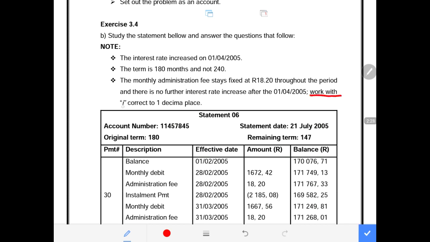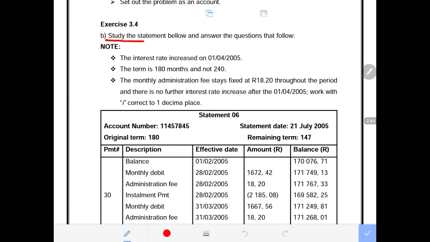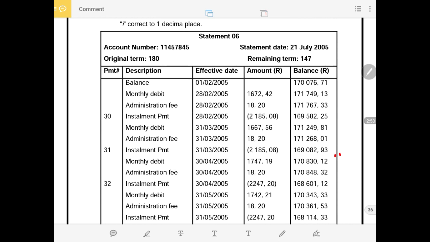Work with i correct to one decimal place. That means our i, being our interest, must be corrected to one decimal place when we are rounding off our interest. Remember, the information said study the statement below and answer the questions that follow. So before we answer the questions, let us study the statement that is provided to us.